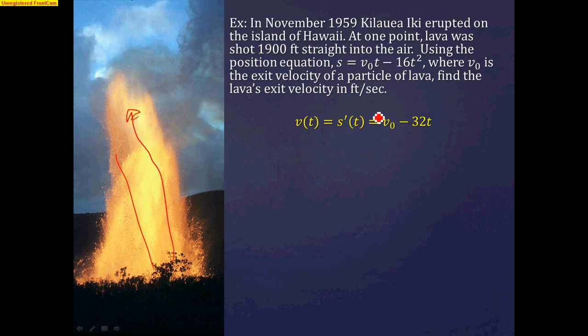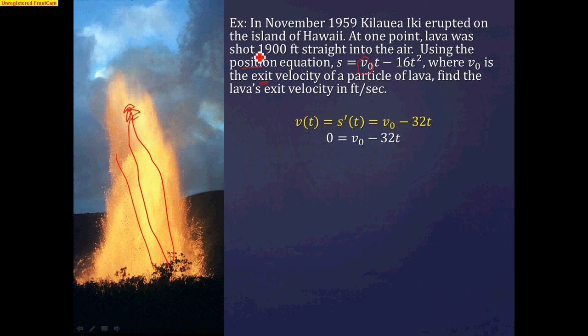Anyway, AP will always give you your velocity and free fall equations. Here, this is not free fall, right? Because the lava is shooting up in the air, so I have an initial velocity. So given a position equation where the position is initial velocity times time minus 16t squared, in feet per second, where the initial velocity is the exit velocity of a particle of lava. So exiting the earth, velocity is the highest, and then it shoots up in the air, and of course gravity is working on it, and so it's going to slow down, reach a maximum and come back down.